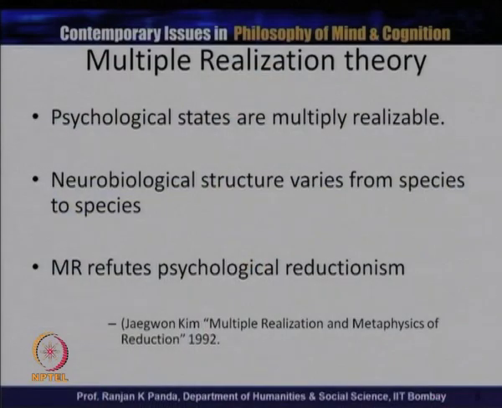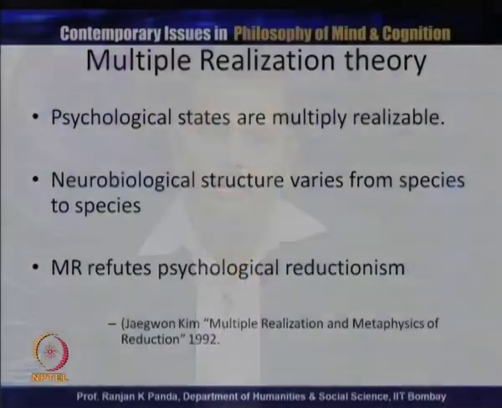It can be realizable in multiple ways, meaning thereby that the neurobiological structure of one species is different from the neurobiological structure of some other species. So, human neurological structure and some other mammals' neurological structure will differ. Since they differ, they will have different, multiple ways of realizing the same desire, for example the desire to quench thirst. If I am feeling thirsty, I have one way of realizing this desire, and other mammals will have a different way in which they realize their desire, because the neurological structure of different species varies. Since there is a variation in the structure, the mode of realization would also differ.